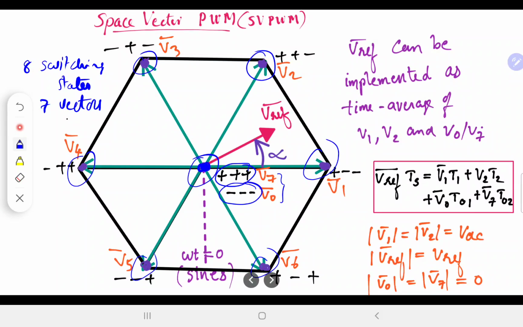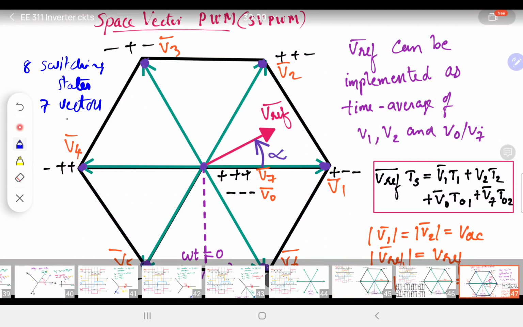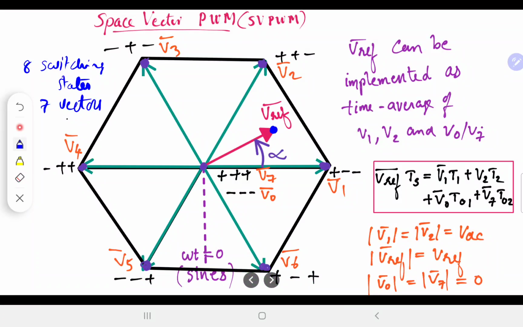Now what we will do here is that we'll try to use this and generate the Vref in an average sense. That is the idea which we are going to use. We look at the Vref here. Okay, this is the point which we want to generate in the space vector transformed space. So we need to generate this vector. What we have to do is approximate it using other available vectors. These are the vectors which are available to us.